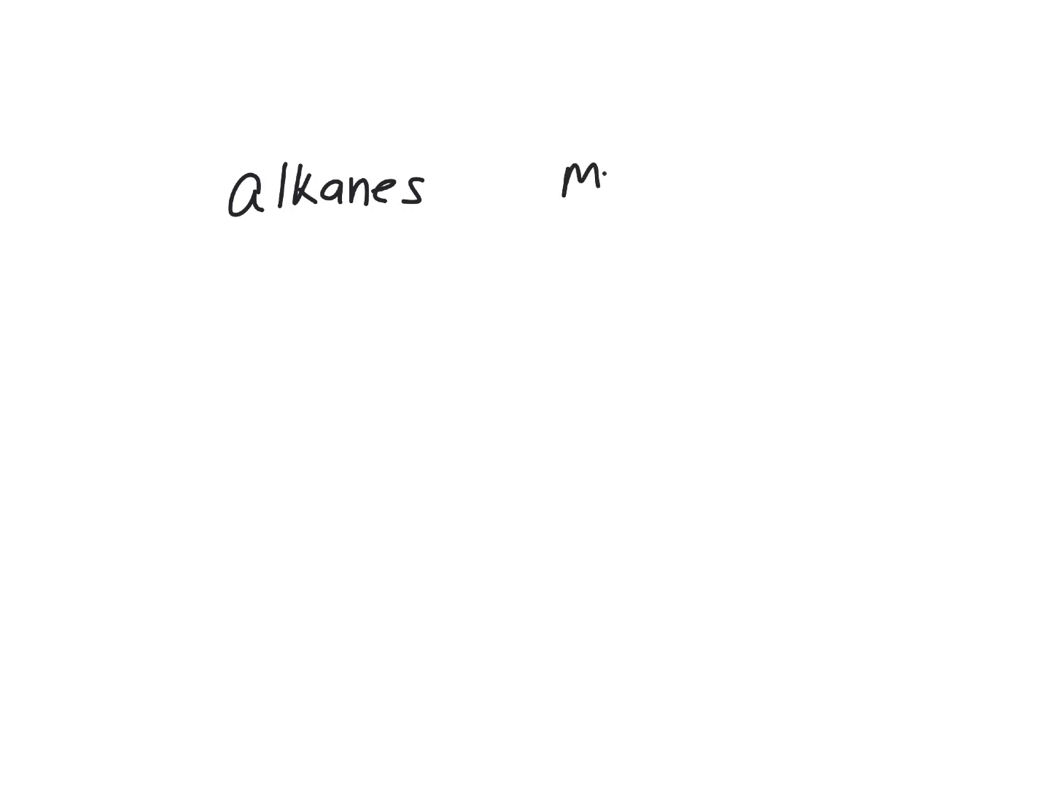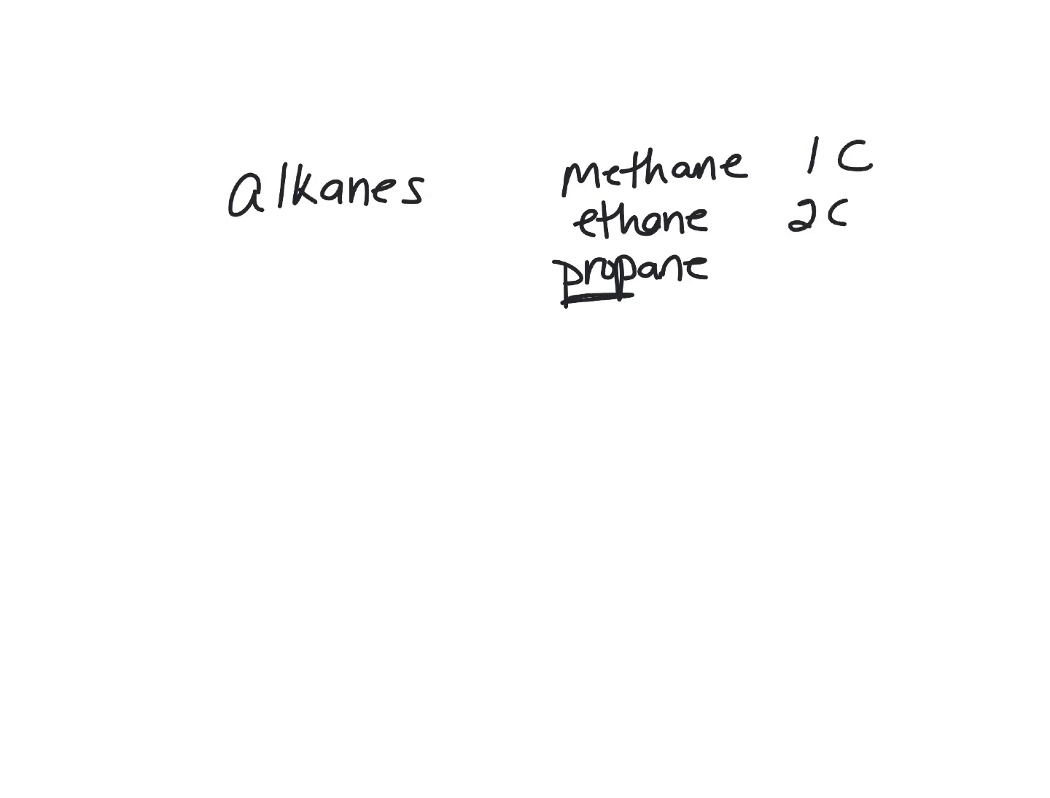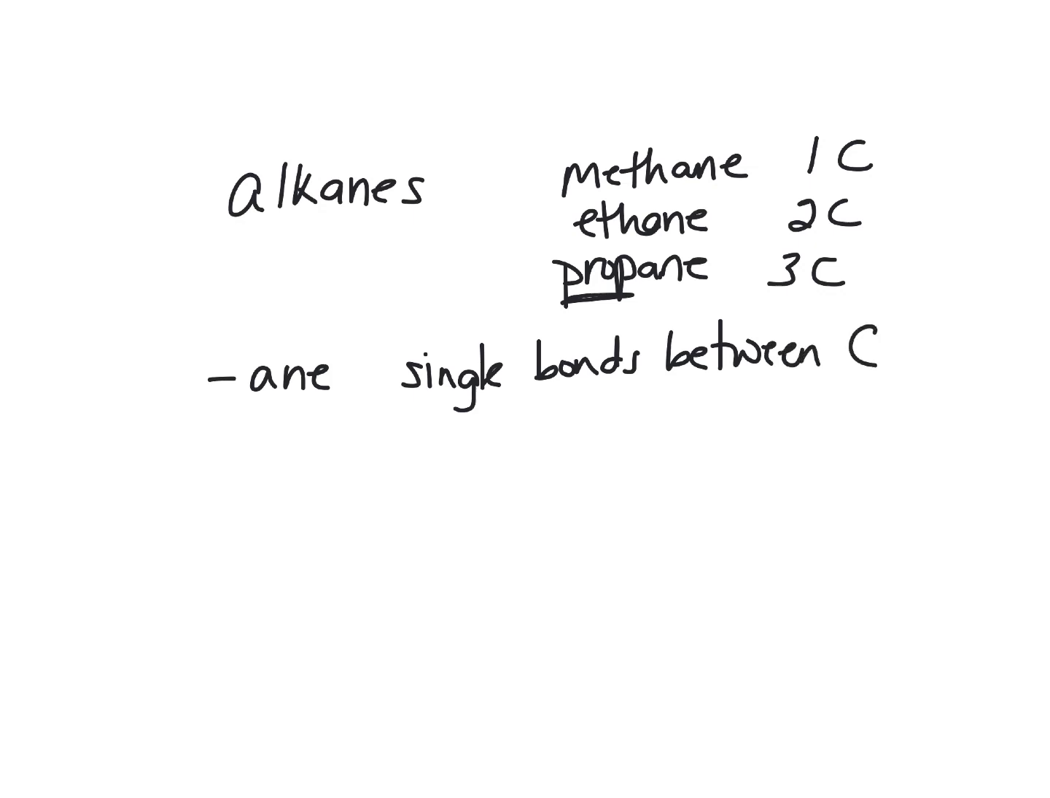So we talked about methane, ethane, propane. That prefix at the beginning tells us how many carbons we have. So meth means one, we have one carbon, ethane has two carbons, and propane has three carbons. And that ANE part just tells us that we have single bonds between carbon atoms.